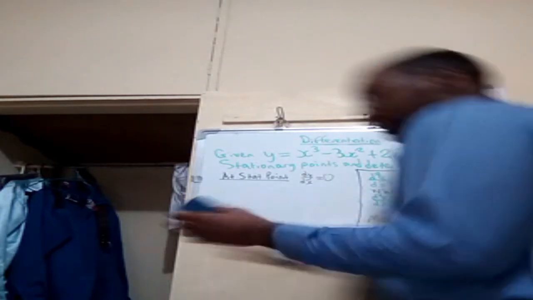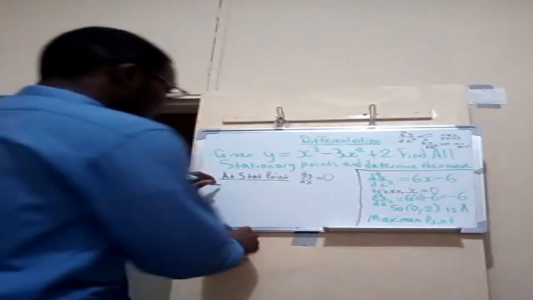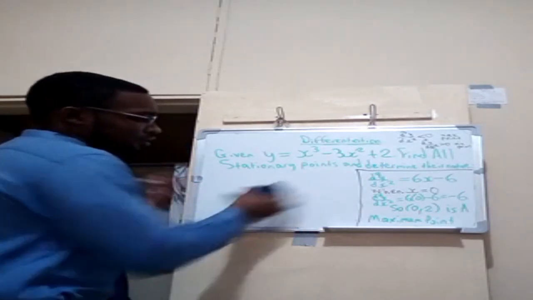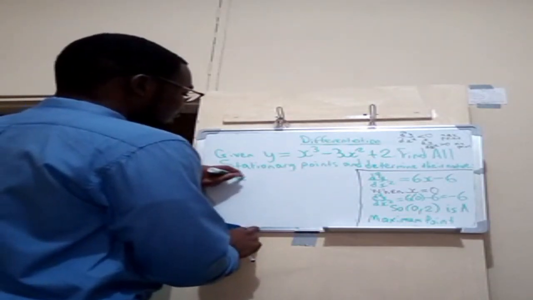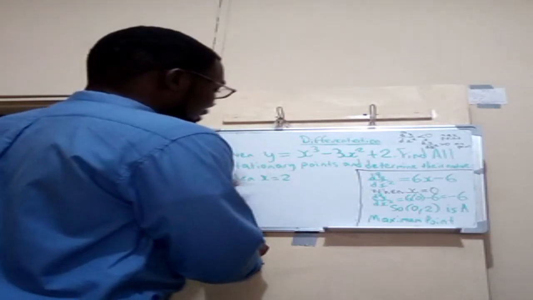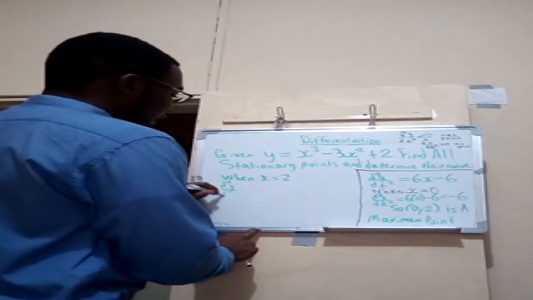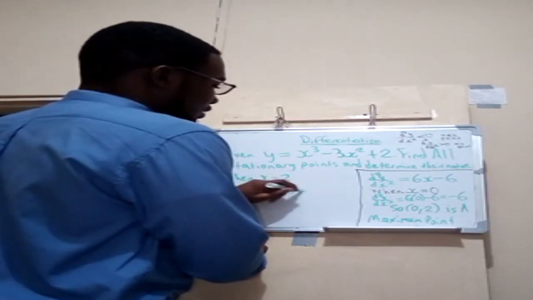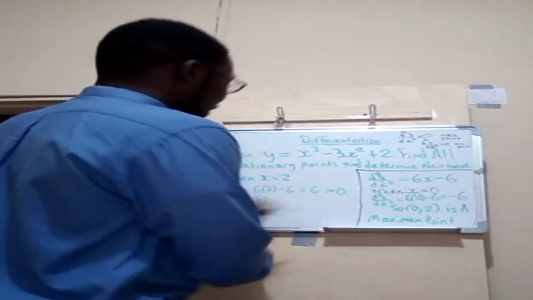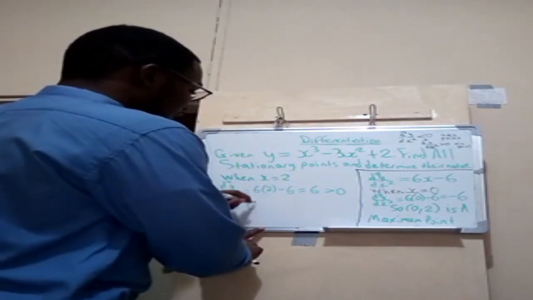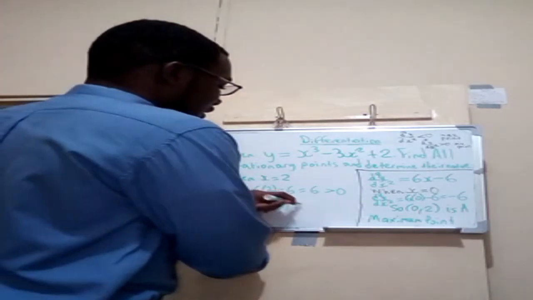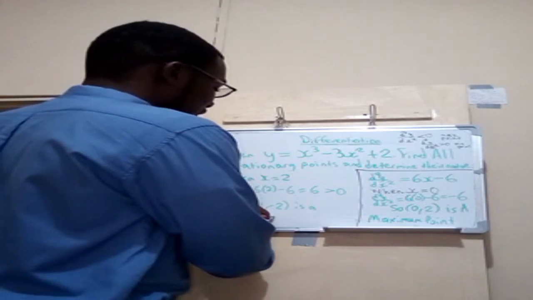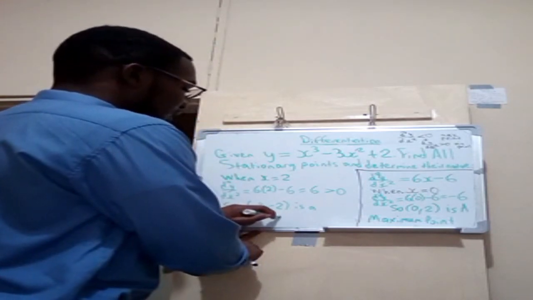And so when x equals 2, we get d2y by dx squared is equal to 6 times 2 minus 6, which is equal to 6, which is greater than 0. And so the point (2, negative 2) is a minimum point.